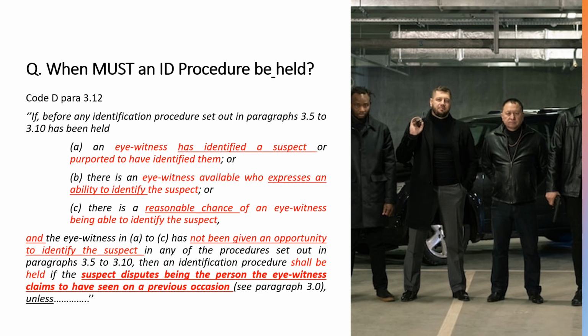Question: when must an ID procedure be held? Code D paragraph 3.12 states this: if before any identification procedure set out in paragraph 3.5 to 3.10 has been held, A, an eyewitness has identified a suspect or purported to identify them, or B, there is an eyewitness available who expresses an ability to identify the suspect, or C, there is a reasonable chance of an eyewitness being able to identify the suspect, and the eyewitness in A to C has not been given an opportunity to identify the suspect in any of the procedures set out in paragraphs 3.5 to 3.10, then an identification procedure shall be held if the suspect disputes being the person the eyewitness claims to have seen on a previous occasion.